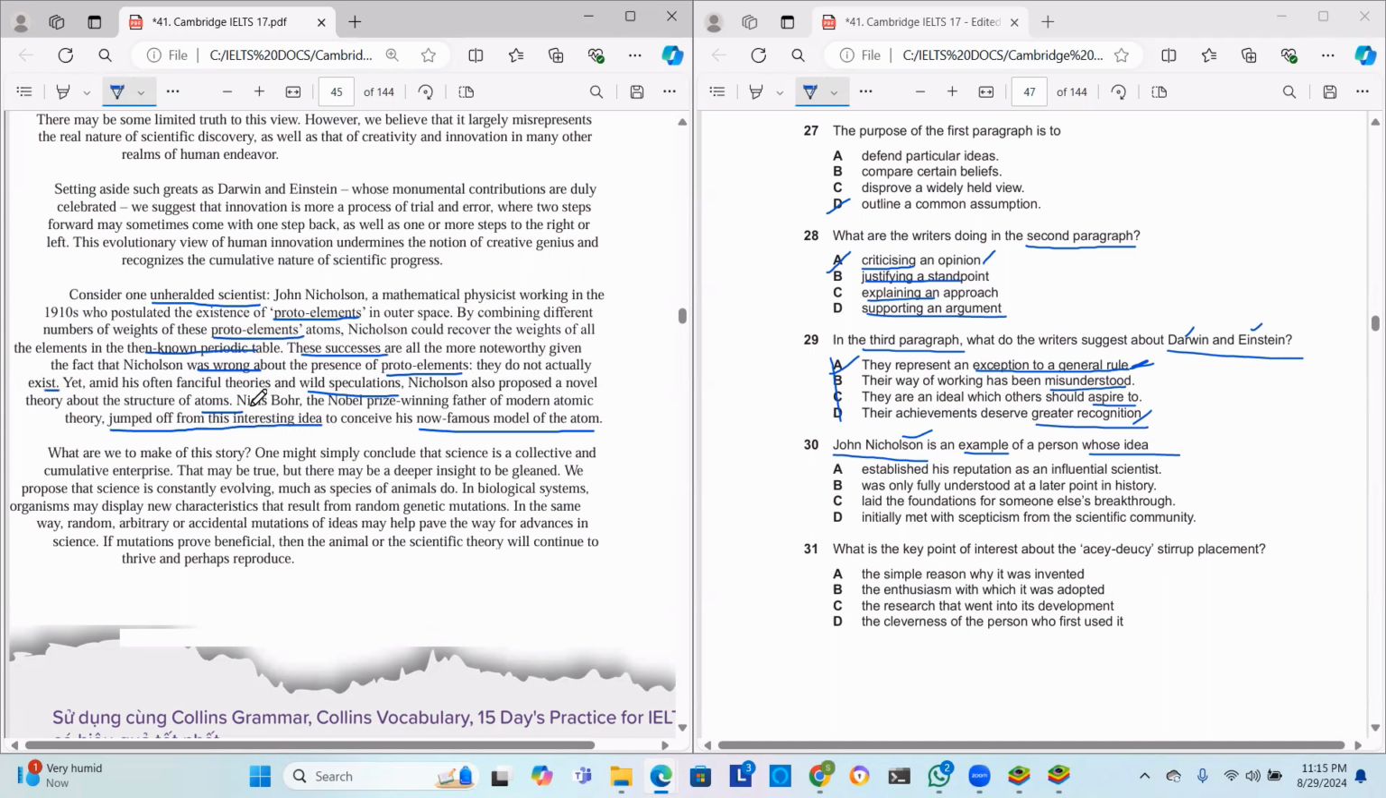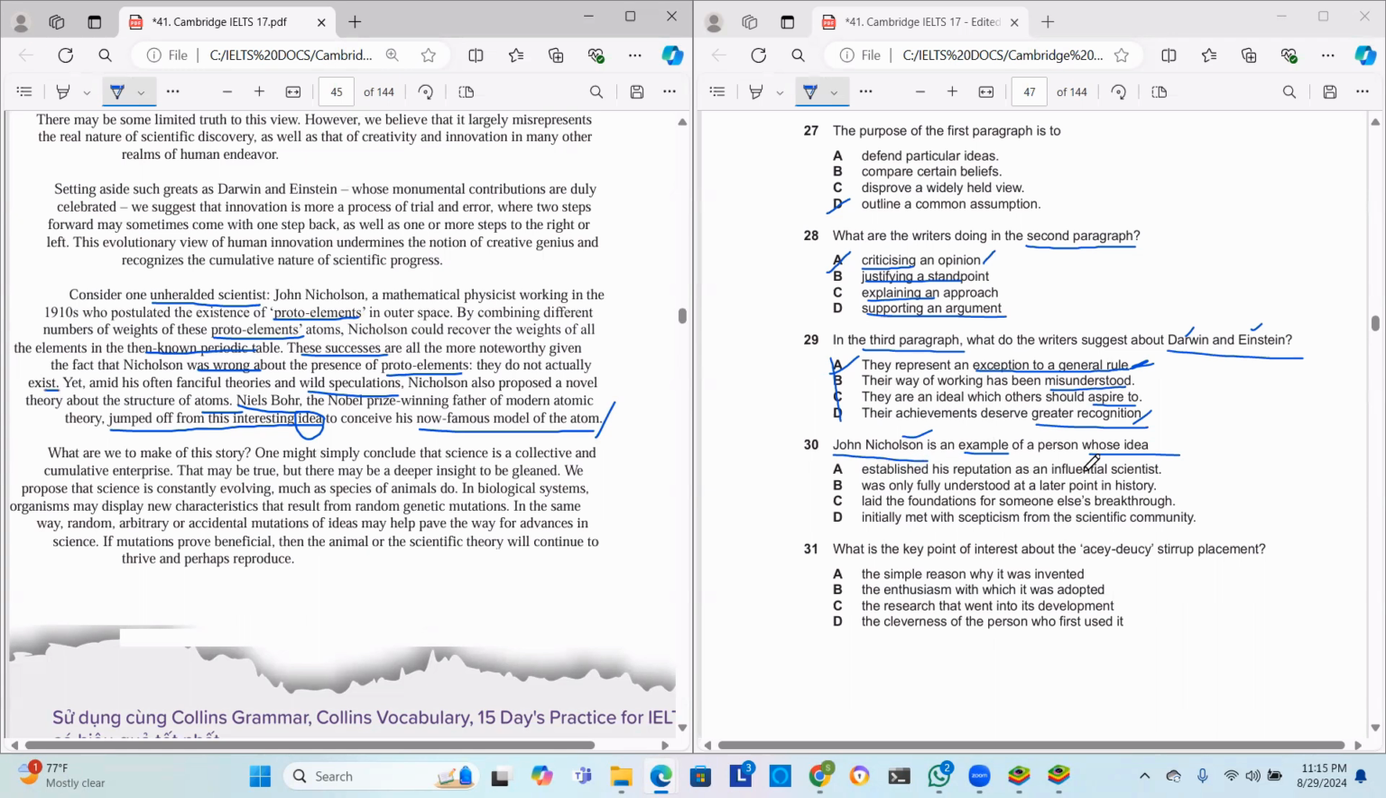So look at this guy, Niels Bohr. He jumped off from this interesting idea. So whose idea was this? This idea was from Nicholson. So Niels Bohr took his idea, worked on that and came up with the now famous model of the atom. So this is what this passage says. Now read it here.